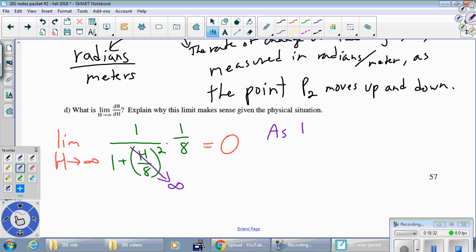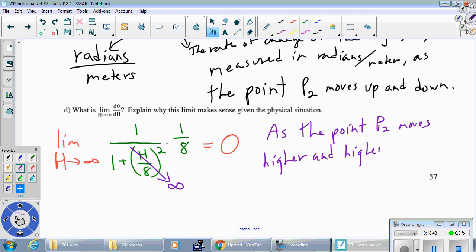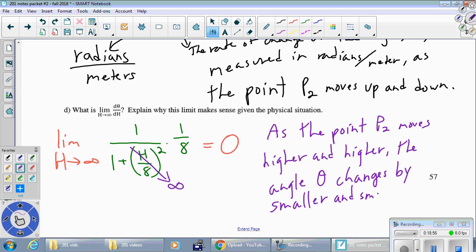So we'll say as the point P2 moves higher and higher, the angle theta changes by smaller and smaller amounts. And in the limit, it is basically not changing when all is said and done.